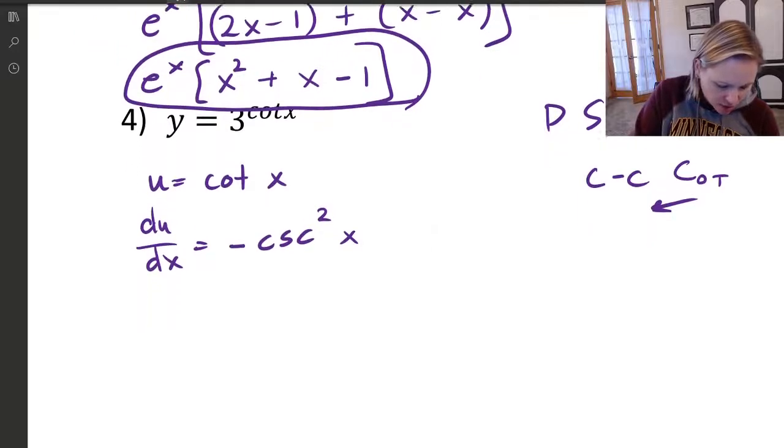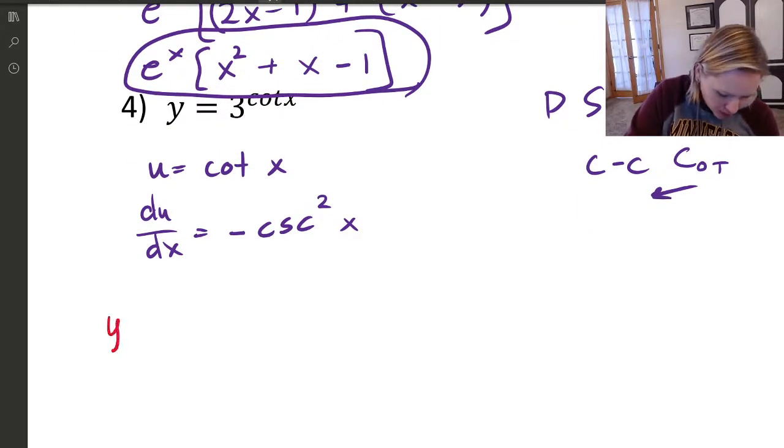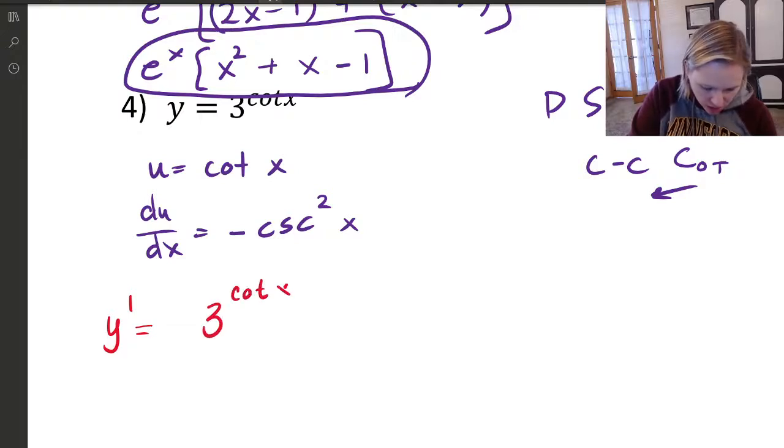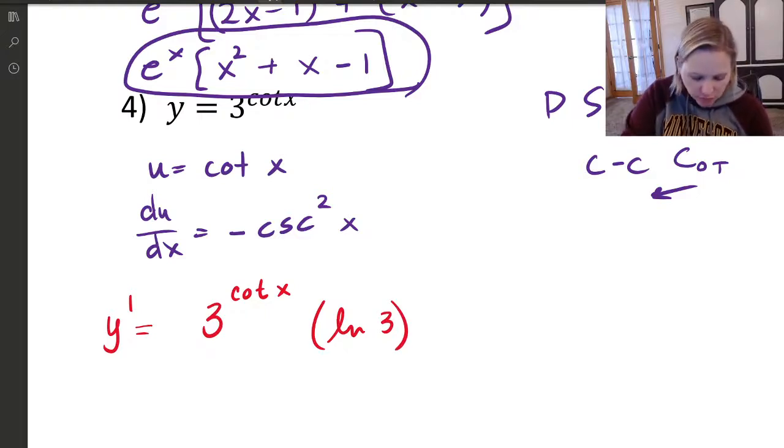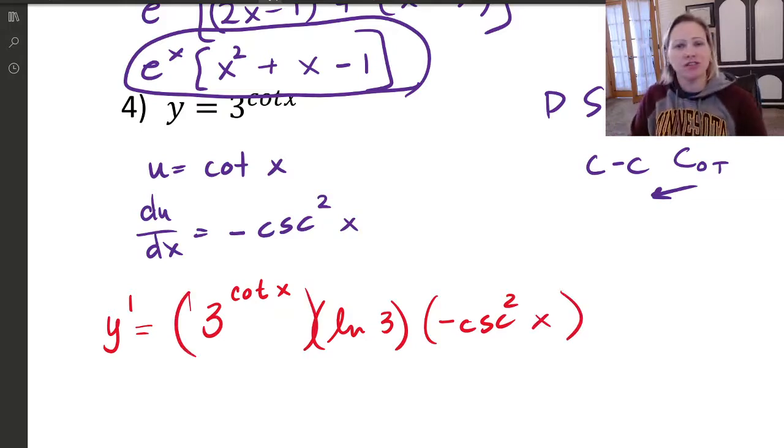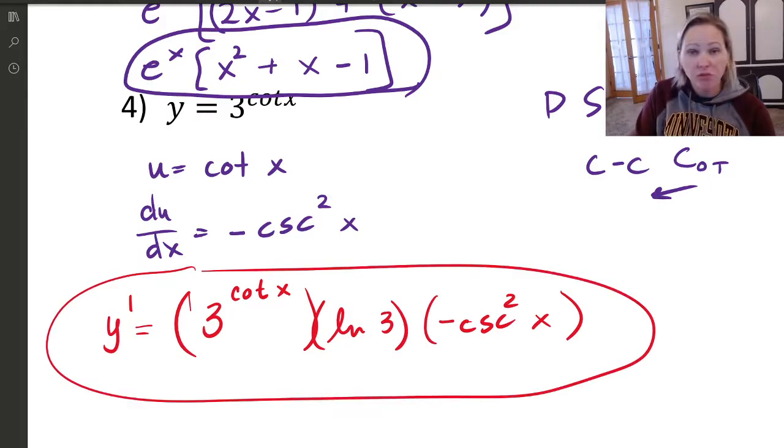So here we go. I'm ready to write this derivative. Y prime is just going to be 3 to the cotangent of x, so the original function, times the natural log of the base, natural log of 3, times du dx, negative cosecant squared x. And you know what, you guys, for this one I'm just going to wrap each thing up with a parenthesis and call it a day. There's really no conventional way to organize this. You can reorganize them in any order that you want. If it was multiple choice, I would hope that you could recognize it. There's not much else you can do with this one, so I think I'm going to circle it and move on.